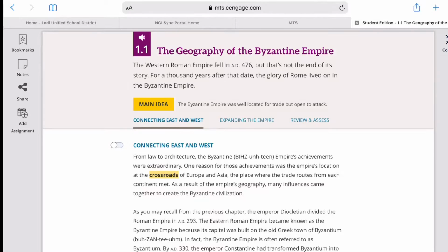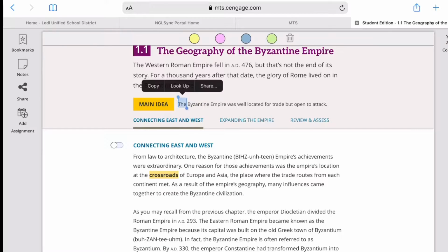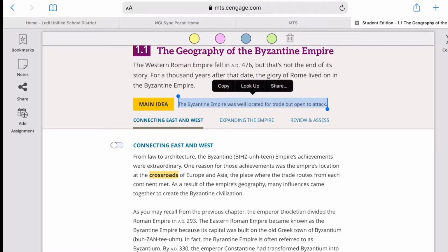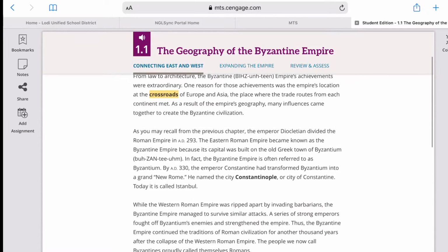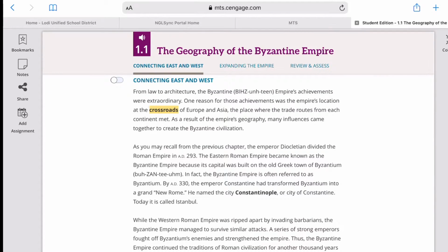So the Roman Empire fell in AD 476. But that's not the end of the story. For 1,000 years after that date, the glory of Rome lived on in the Byzantine Empire. This is the eastern side of the empire. If you will remember, it was divided into two, the east and the west. So the main idea is that the Byzantine Empire was well located for trade, but open to attacks.